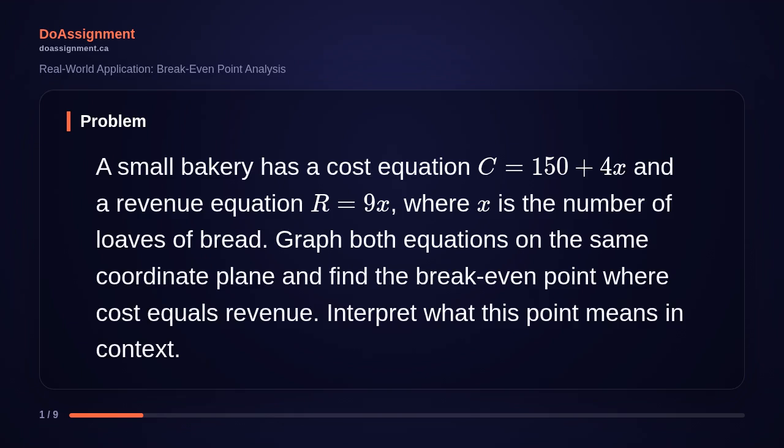A small bakery has a cost equation C equals 150 plus 4x and a revenue equation R equals 9x, where x is the number of loaves of bread. Graph both equations on the same coordinate plane and find the break-even point where cost equals revenue. Interpret what this point means in context. Now let us work through the solution step by step.